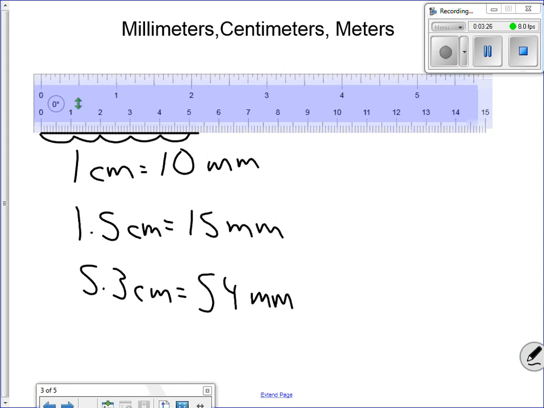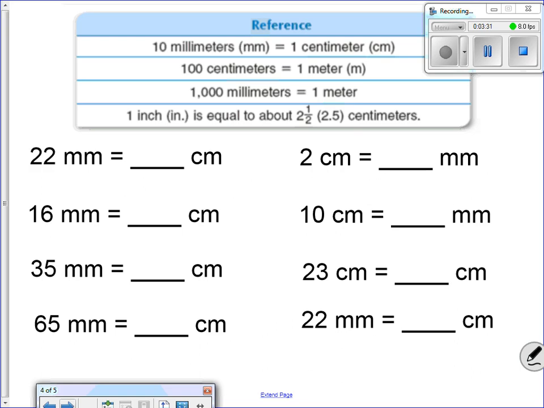Okay. Some practice here. Let's do some conversions here. Let's take a look at this next page. So 10 millimeters equals 1 centimeter, like I already said. 100 centimeters is 1 meter. So you've seen me in class before with that big meter stick. So 100 centimeters equals 1 meter. So that means 1,000 millimeters equals 1 meter. And then if you're changing from inches to centimeters, 2.5 centimeters equals 1 inch.